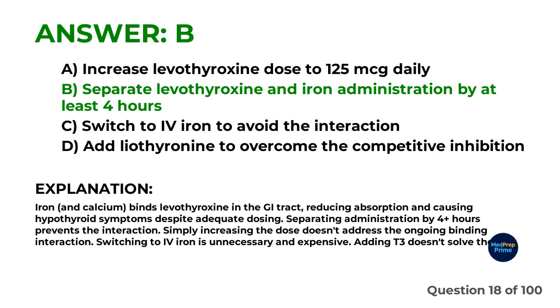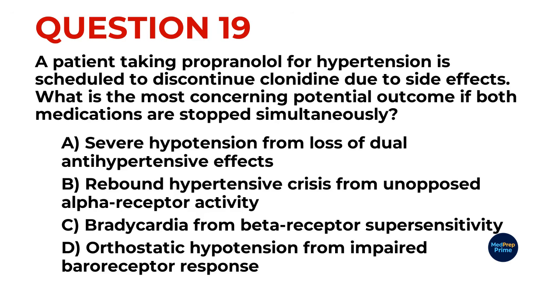Correct answer B. Iron and calcium bind levothyroxine in the GI tract, reducing absorption and causing hypothyroid symptoms despite adequate dosing. Separating administration by 4 or more hours prevents the interaction. Simply increasing the dose doesn't address the ongoing binding interaction. Switching to IV iron is unnecessary and expensive. Adding T3 doesn't solve the absorption problem. This is a common, preventable interaction requiring patient education.